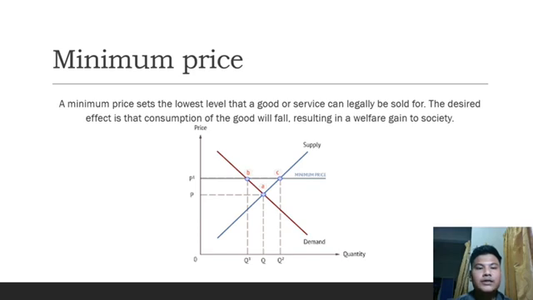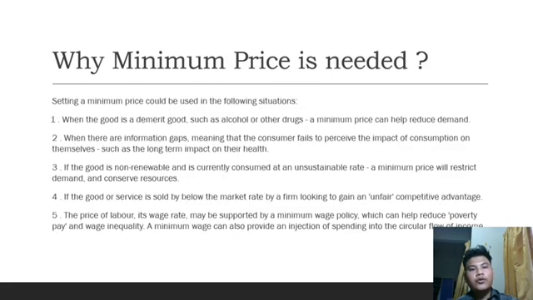Minimum price. A minimum price sets the lowest level that a good or service can legally be sold for. The desired effect is that consumption of the good will fall, resulting in a welfare gain for society. Why is minimum price needed? Setting a minimum price could be used in the following situations.